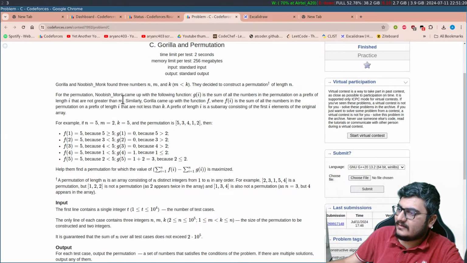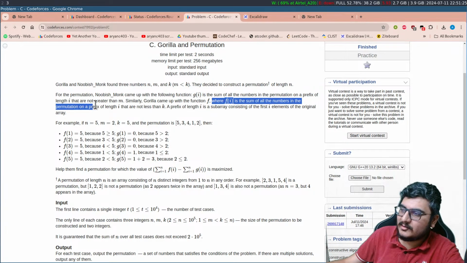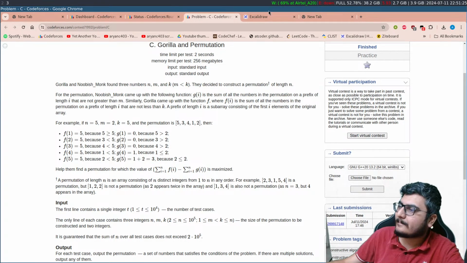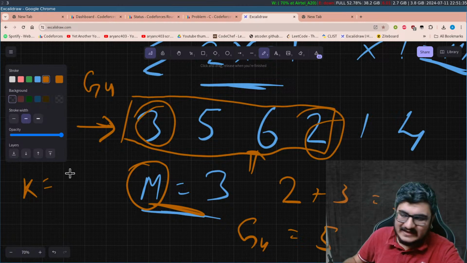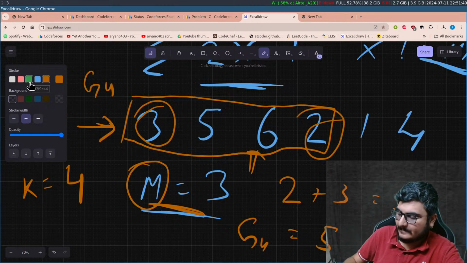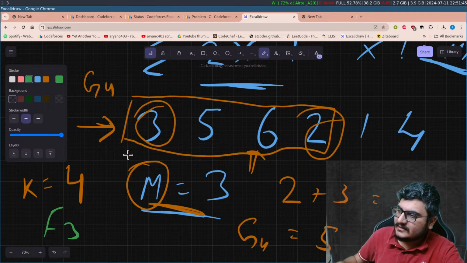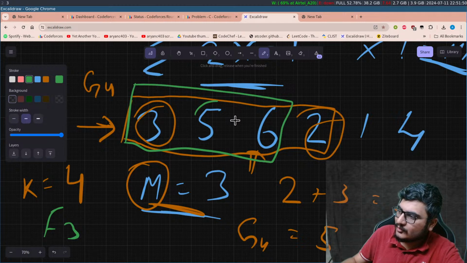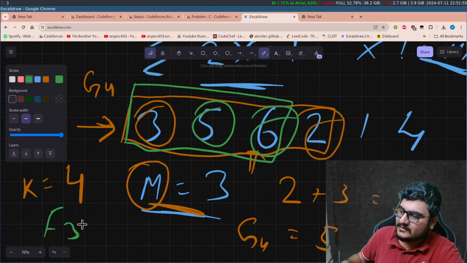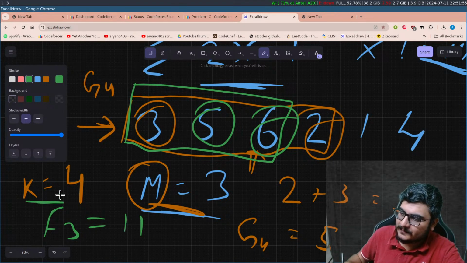Similarly, G came up with function f, where f of i is the sum of all the elements in the prefix of length i of the permutation that are not less than k. Let's say k is 4 here. Then f of 3 would be: look at the first 3 elements and all the elements which are greater than or equal to 4, which is 5 and 6 in this case, and take their sum. So f of 3 is 11 in this case if k is 4.